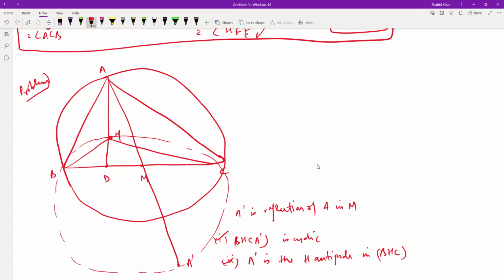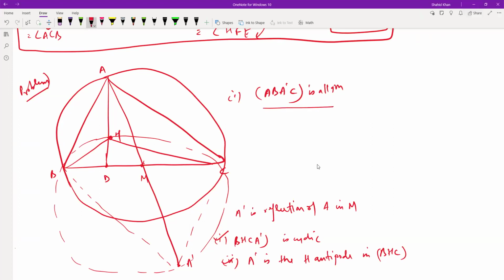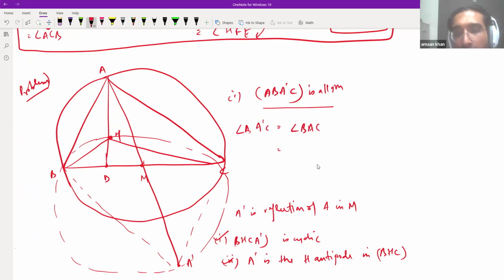I think here we can easily prove cyclic if we notice that BA dash C is a parallelogram, and then we can easily prove it. Does everyone get it? Why is it a parallelogram? Because M is the midpoint of BC and AA dash. And because this is a parallelogram, angle BA dash C is angle BAC. And this is equal to 180 minus angle BHC. So this is cyclic. So this we have proved.